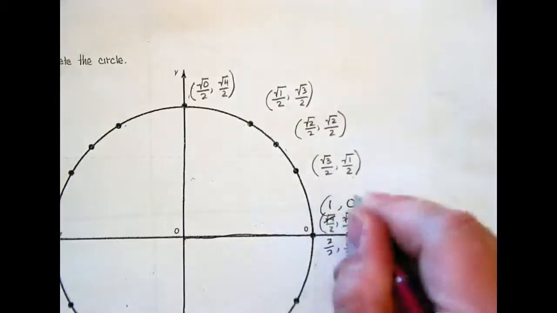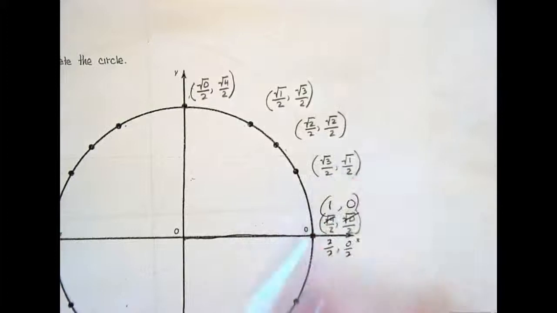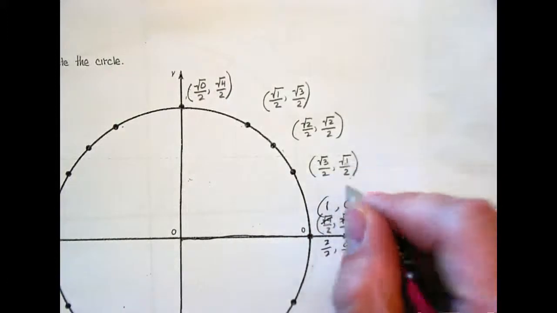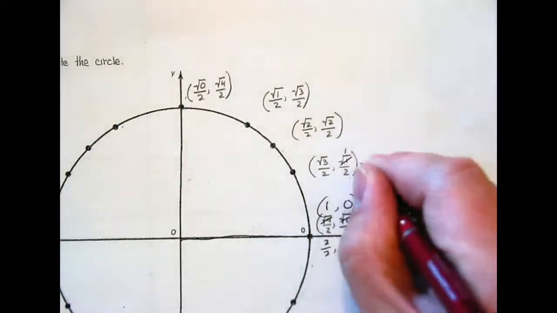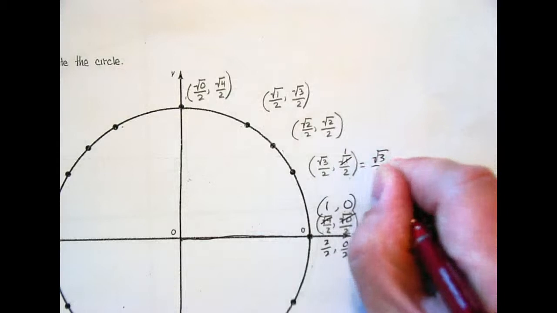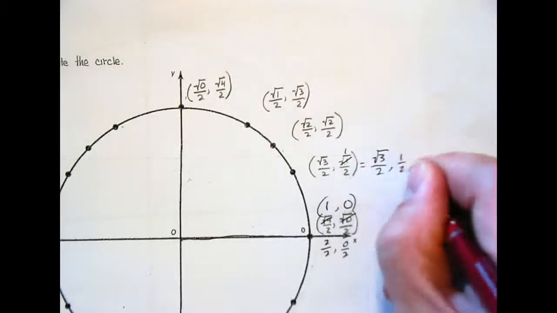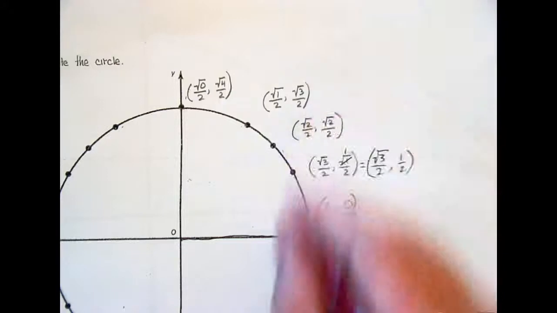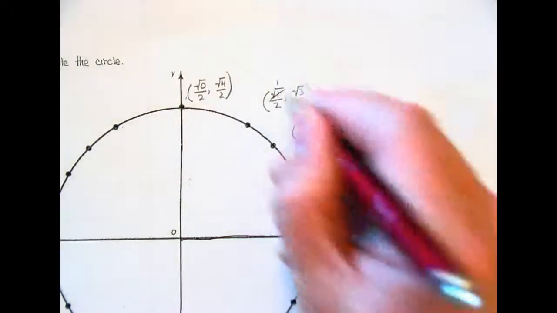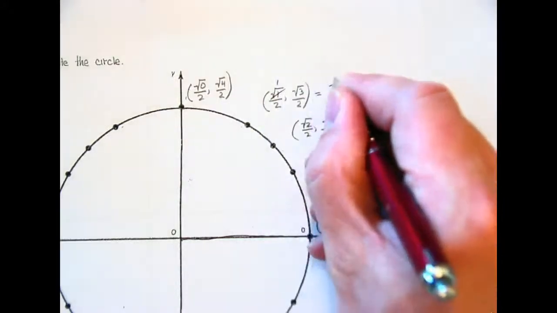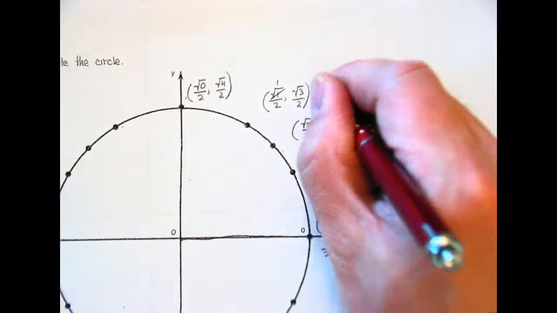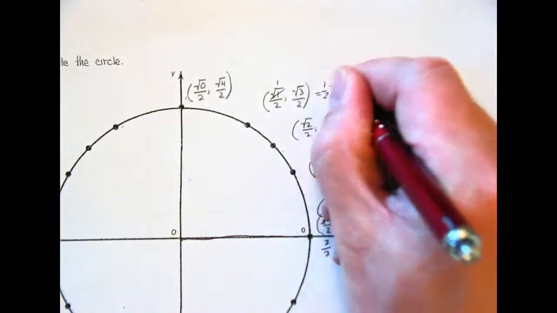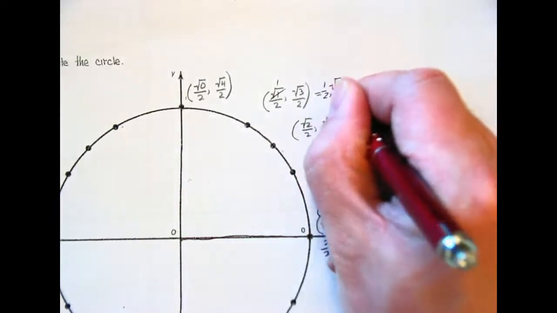Root 3 over 2 is still root 3 over 2. And root 1 is 1. So this is the same thing as root 3 over 2, 1/2. So once you write it out like that, you could just simplify it. That's already simplified. This once again is 1, so this is equal to 1/2 and root 3 over 2.